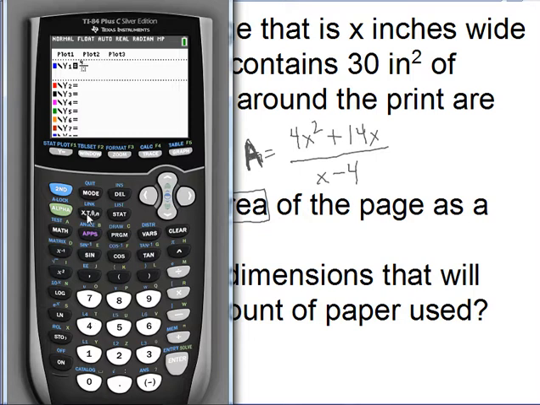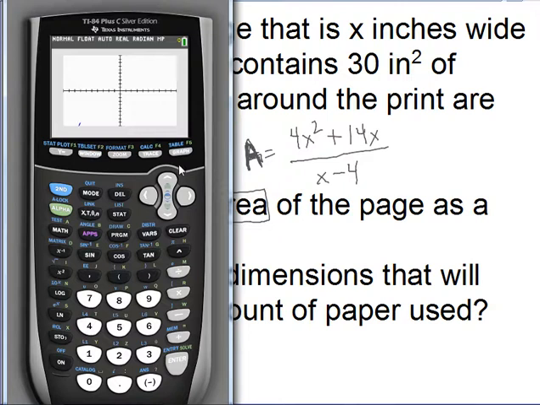So 4x squared plus 14x divided by x minus 4. Okay, so let's just take a look at the graph and see what it looks like. There it goes. That's fantastic. Looks like we have a vertical asymptote at positive 4, as we should have when we solve your denominator.